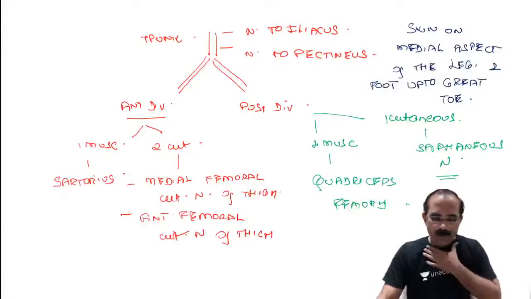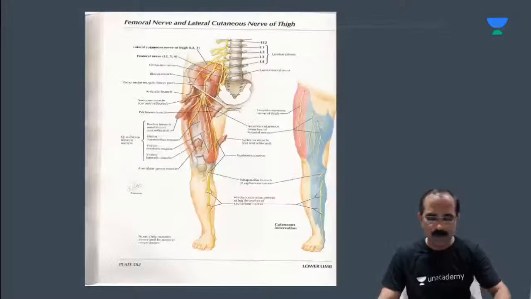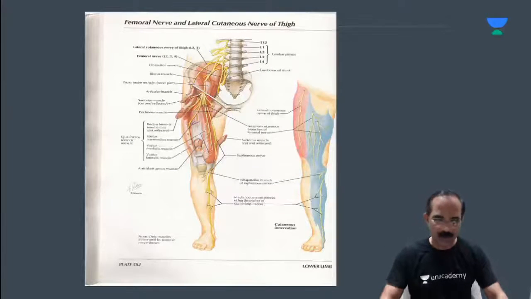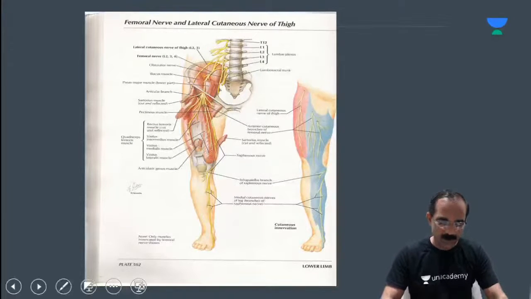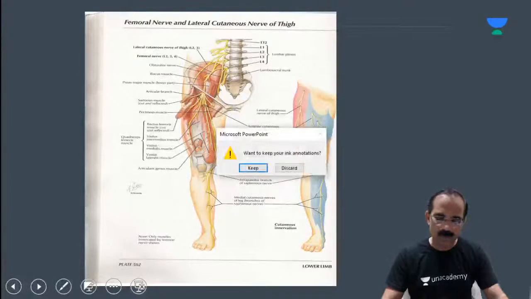So that's about the femoral nerve. I'll just show you the slide here about the femoral nerve. So this is about the anterior compartment of the thigh and the femoral nerve. Before we go to the other things, just 1 minute.